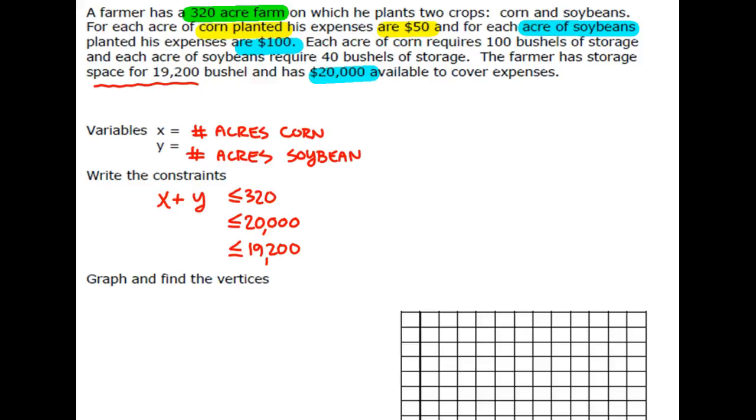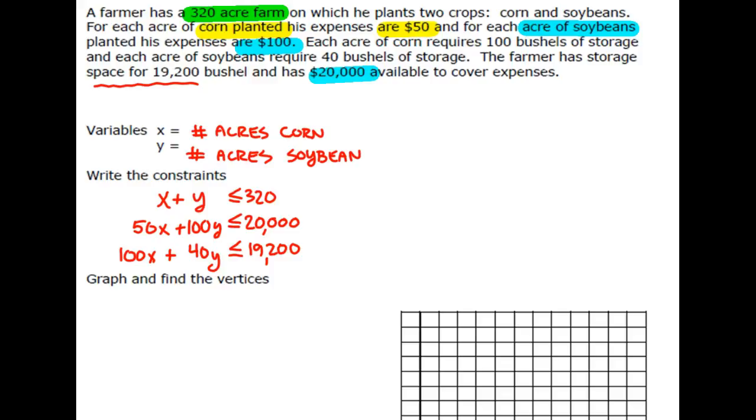The cost you spend has to be, let's see, $50 for an acre of corn. So that'd be 50x plus, I believe it was 100y. That has to stay less than or equal to 20,000. And the bushels, let's see, 40 bushels for soybeans, so that's 40y. And 100 for each, wait a minute, yeah, corn. I'm reading backwards. So 100 bushels for each acre of corn. So that'd be 100x plus 40y, for the 40 bushels for each acre of soybean. Okay. So there's three constraints there.